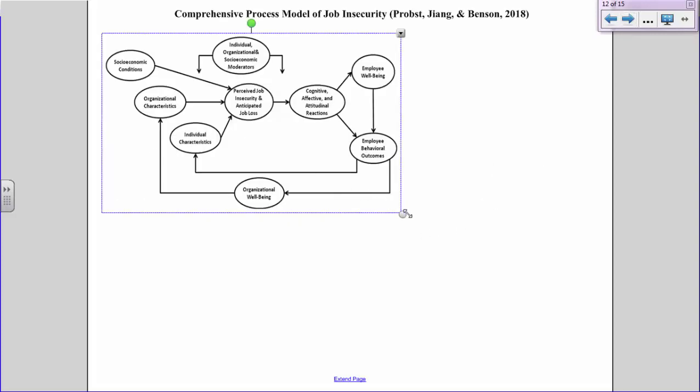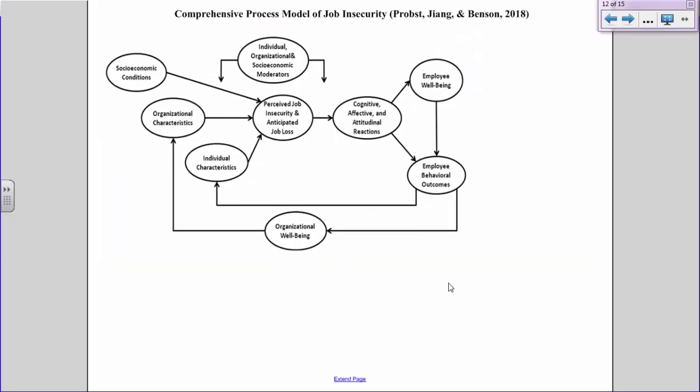So look at this beast right here. All right. So job insecurity is a very complex construct, but I actually developed this comprehensive model of the current state of research on job insecurity that captures the bulk of job insecurity theory and research. And this is included in a book chapter that I helped author in the Oxford Handbook of Job Loss and Job Search. So let's think about this model.